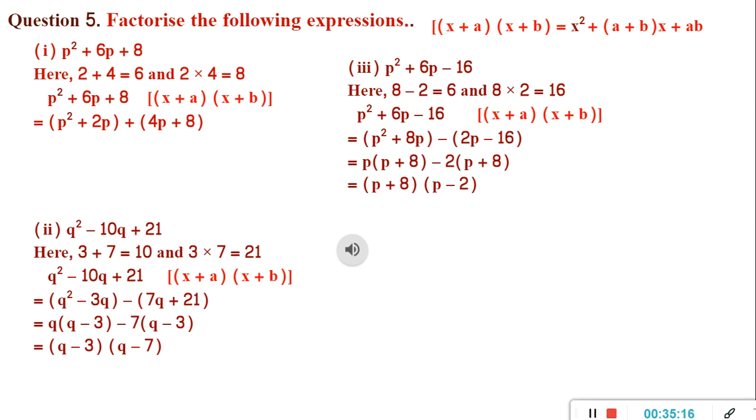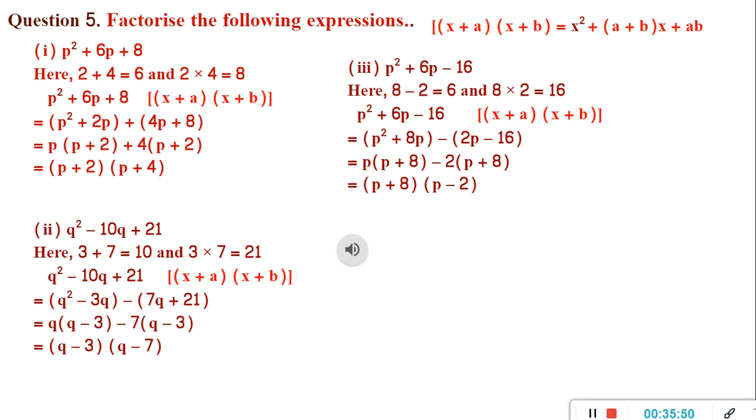In the first group we can take P common, and what is left out? P plus 2. From the second group we can take 4 common, and what is left out? P plus 2. Now the first common factor is P plus 2, and what is left out, P plus 4, is our second factor. Directly also you can say that 2 is our A and 4 is our B. So X plus A into X plus B, both are positive signs, so directly we can say P plus 2 into P plus 4.